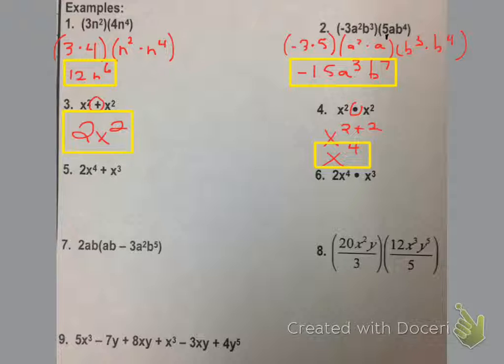3x to the 7th? Does the exponent have anything to do with it? No. It's adding. You're doing adding, so what's our answer? 2x to the fourth power plus x cubed. That's our answer.